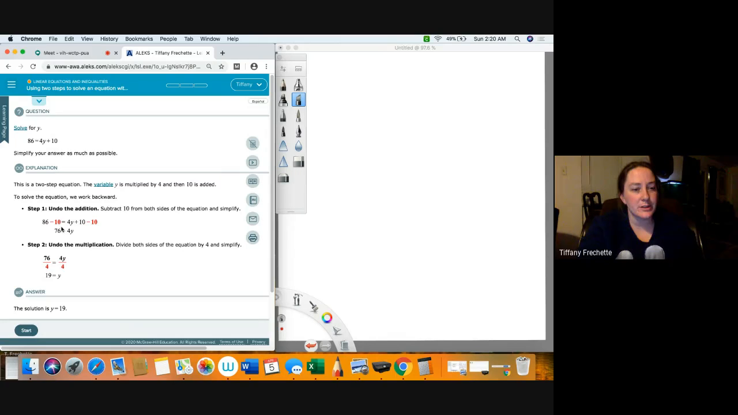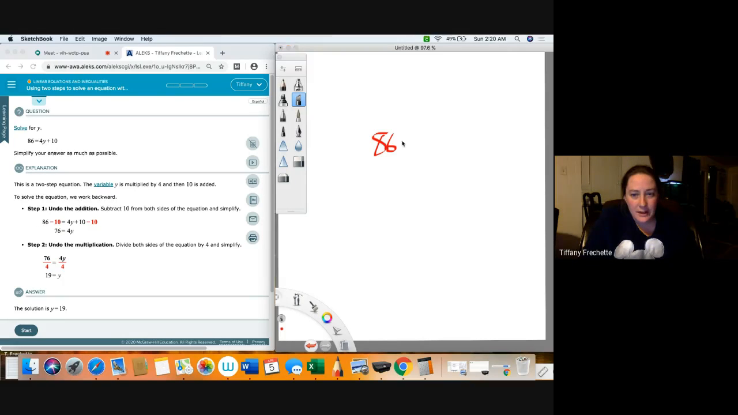what we want to do and what they're showing you down here, I tend to stack it a little differently. You'll see this on the next page. I can actually write over here. So I have 86 equals 4y plus 10. So I tend to stack it a little differently. So instead of putting it in the equation like what they're doing right here, what I do is I write it right underneath. So I want to get this variable all by itself.